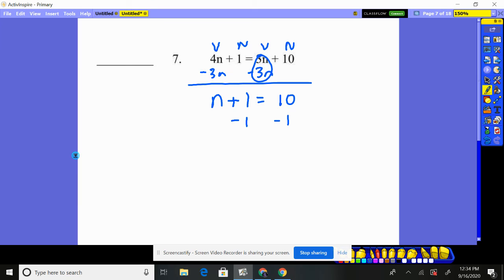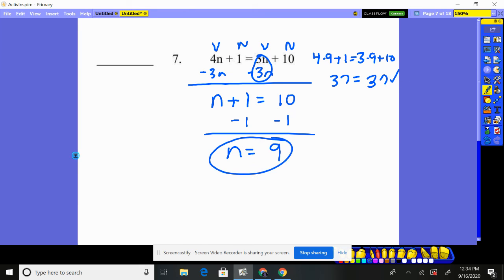Now I move my 1 over to be with the other number on the right-hand side. We get n is 9. 9 would make this true. Let's check. Does 4 times 9 plus 1 equal 3 times 9 plus 10? 4 times 9, 36, plus 1, 37. 27 plus 10, 37. Yes, 9 is our solution to number 7.